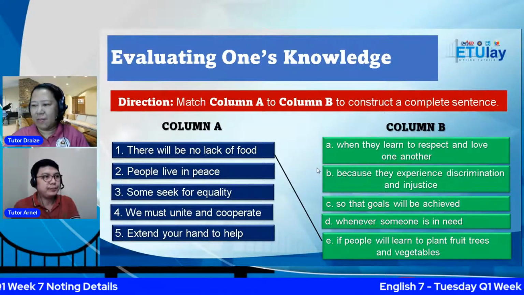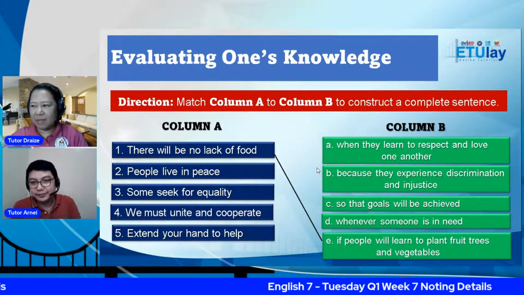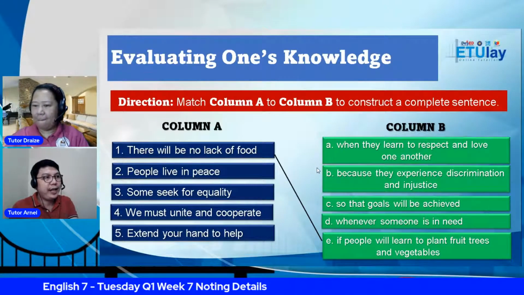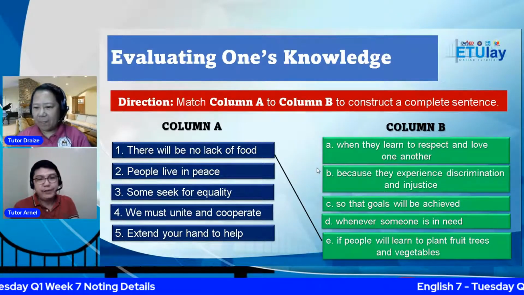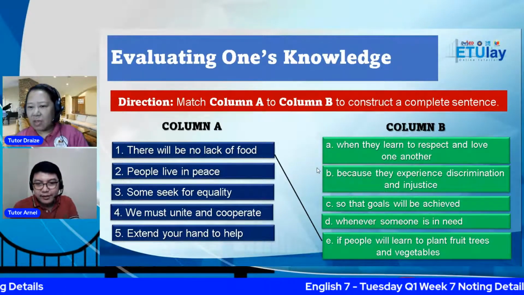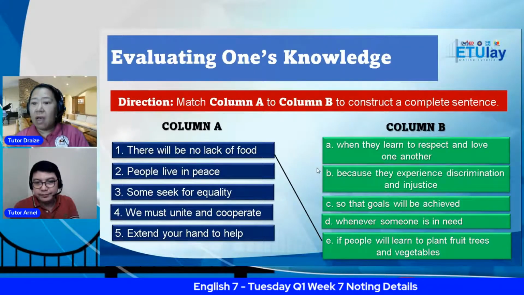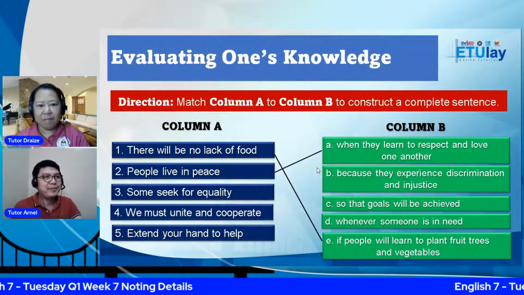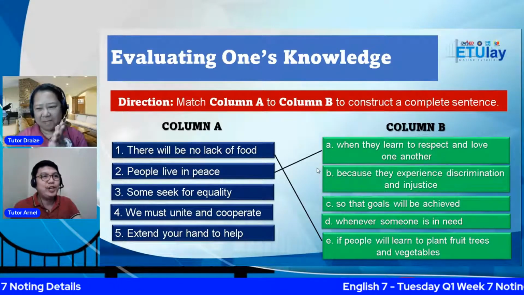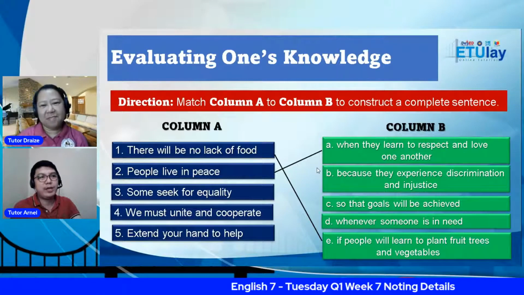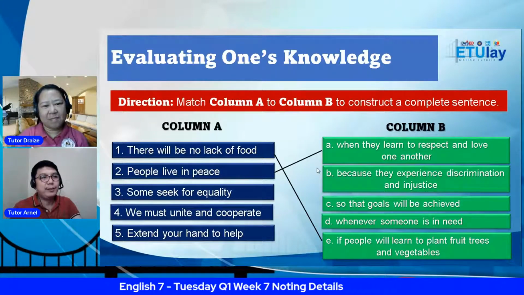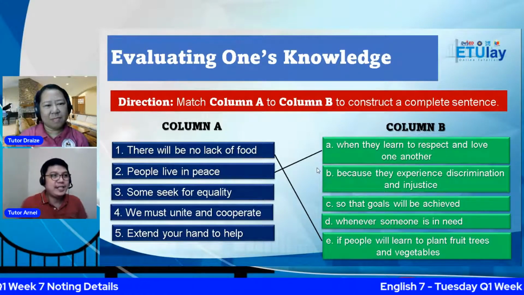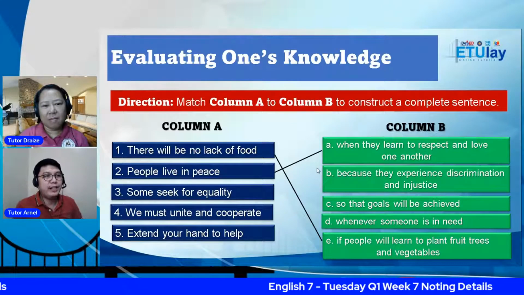Okay. Number two, people live in peace. What do you think is the clause that fits for the clause in column A, number two? People live in peace. Okay, let us check. They now have an answer here, and almost all of them are saying it's an A. All right, so let's see. Okay, that's right. So, when they learn to love and respect one another. So I guess that's definitely a key for a peaceful environment, respect and love for one another. Now, the third is some seek for equality.